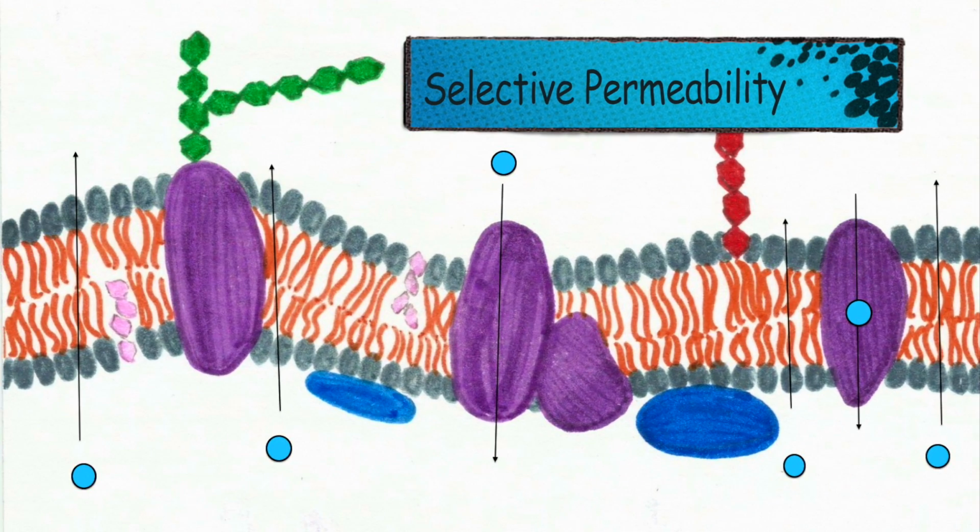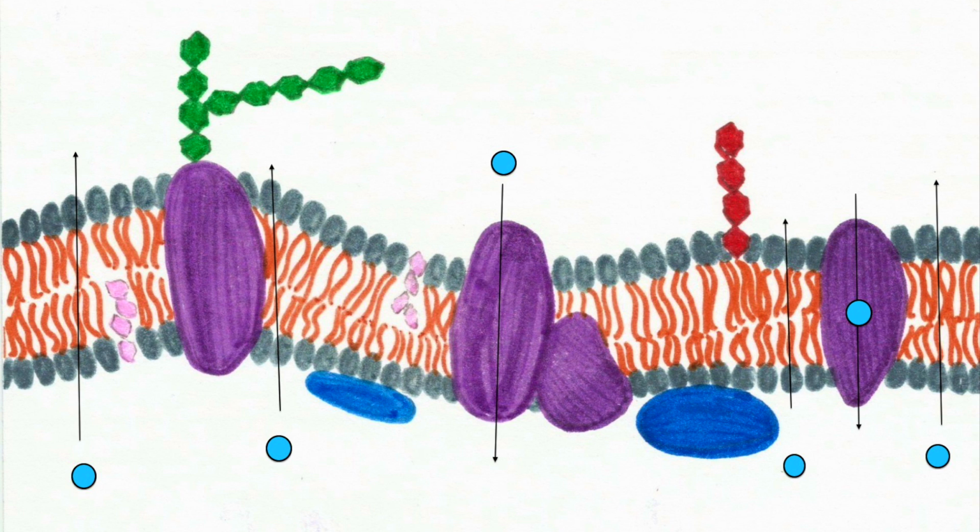This wraps up our overview of the cell membrane structure, and we will now take a look at the transport of materials into and out of the cell. The hydrophobic interior and hydrophilic exterior of the cell membrane cause it to exhibit selective permeability. In other words, the membrane only allows certain materials to cross it easily.